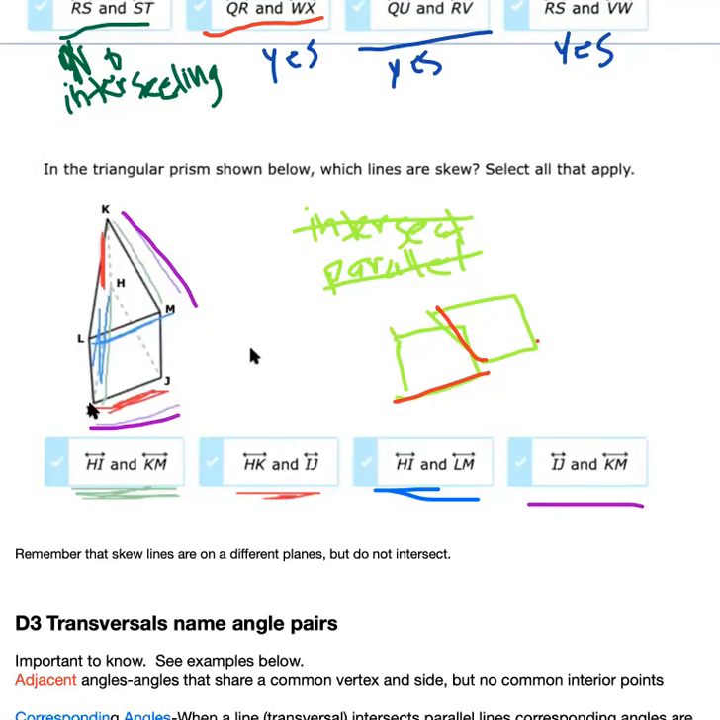Red here, we have the same thing. IJ is going across this way, and then this one's actually going up and down. So they are not touching. They're not intersecting. They're not parallel. HI and KM: we have this right here, HI, and then KM's on top there, going different directions. They won't intersect. They're on different planes. Okay, so that's skew.